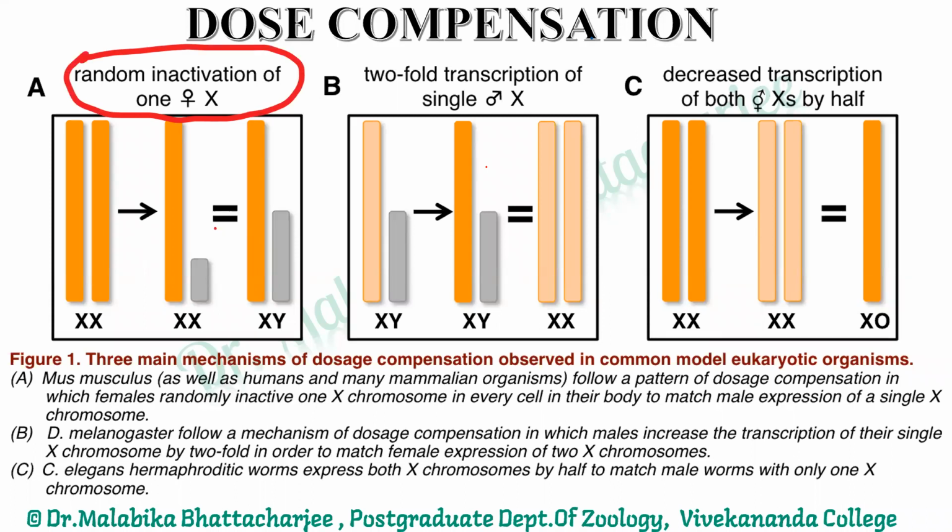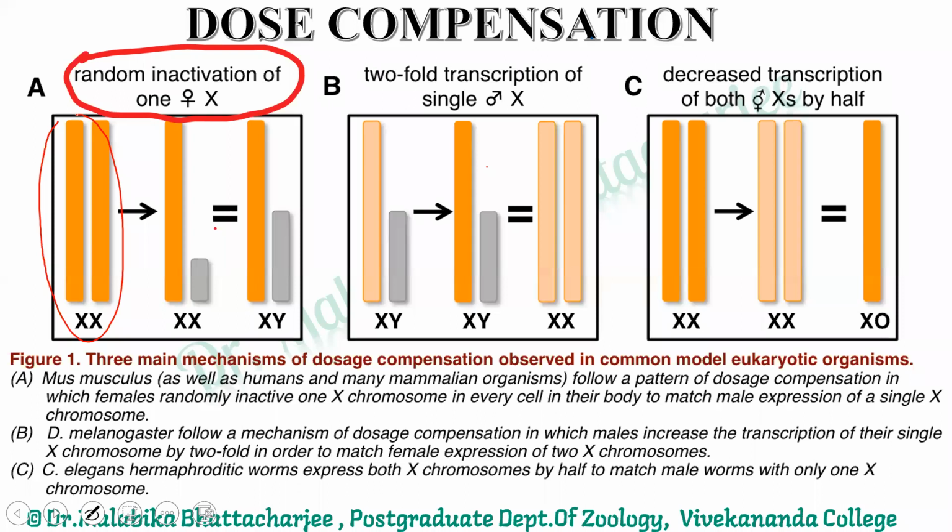In females, there are two X chromosomes. If both X chromosomes are active, while in males there is only a single X chromosome, then there is a mismatch in the amount of genes expressed in females and in males. To have an equal dose of gene expression, in humans, random inactivation of one X of the female is done.